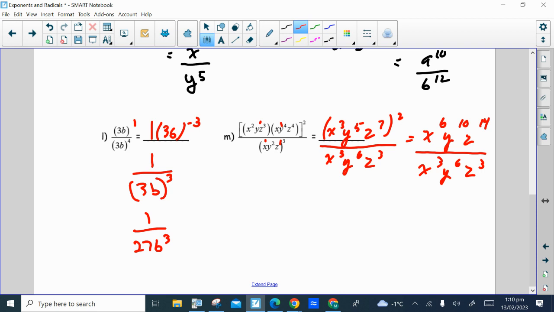This is important. So now what do we do to finish this off, Sal? Subtract the exponents. And what happens to the bases? Stay the same. So when you divide the x's, subtract the exponents. 6 take away 3 is 3. When you divide the y's, subtract the exponents. 10 take away 6 is 4. And when you divide the z's, subtract the exponents. 14 take away 3 is 11. So there's our final simplified answer. Okay?